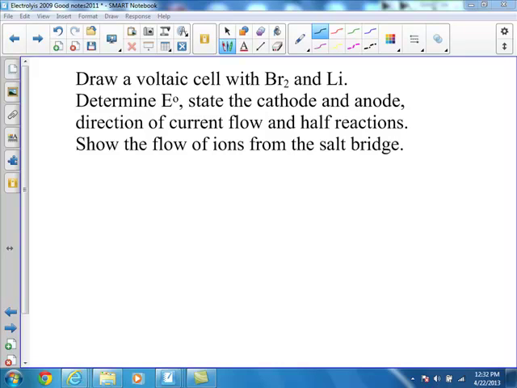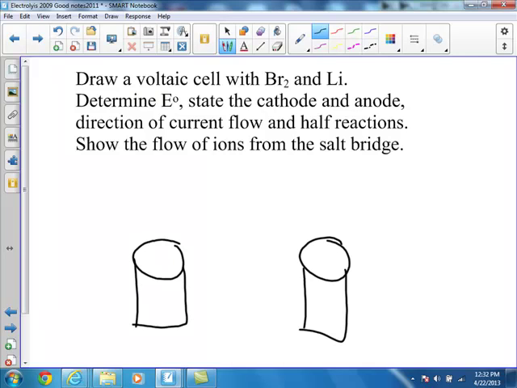So drawing the voltaic cell, first of all, you need two beakers, correct? Yes. Okay, beaker 1, beaker 2. What's this device at the top? That's my voltmeter. Okay. Now, in one of the beakers, we need lithium.